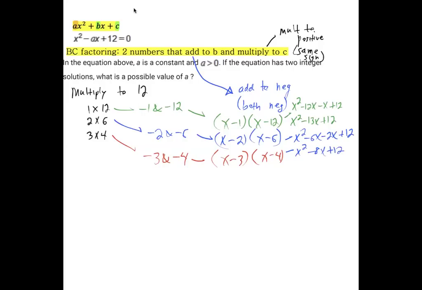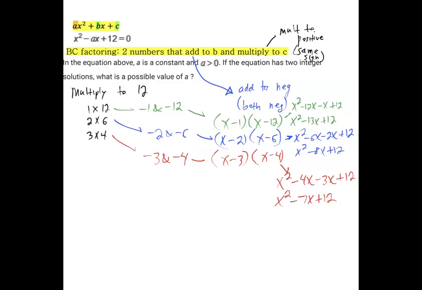And for the last one, let's make sure that doesn't look like a negative sign. And for the last one, first times first, x squared. Outer times outer, minus 4x. Inner times inner, minus 3x. Last times last, plus 12. Combine the -4 and the -3. x squared minus 7x plus 12.